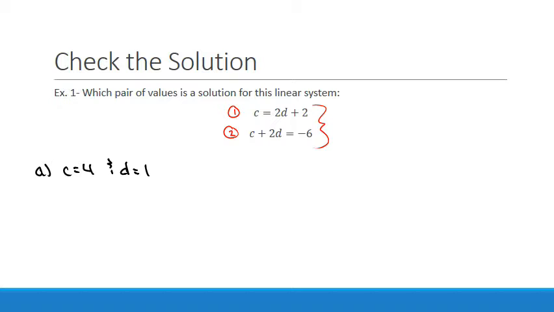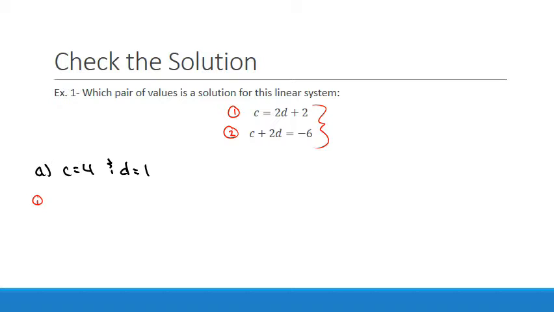Anyway, back to checking the solution. All I'll do is one at a time, plug these variables in, and I'm going to see if my left side equals the right side. If that's the case, just like with any linear equation, what that means is that point belongs on that line. And we're looking for a point that belongs to both lines. So I want this point to check out with both of these equations.